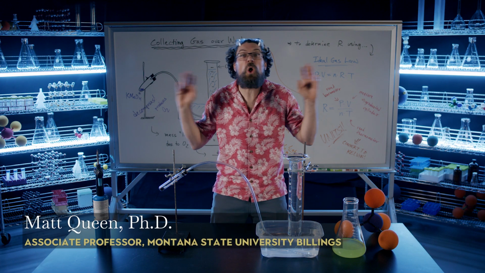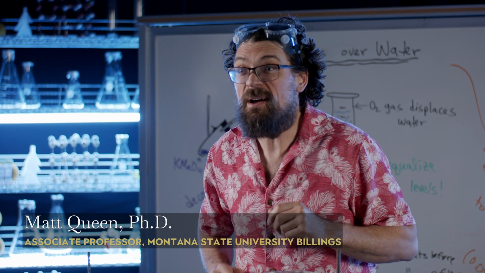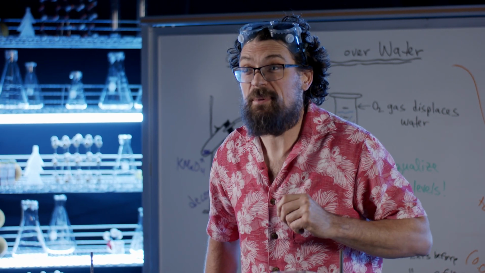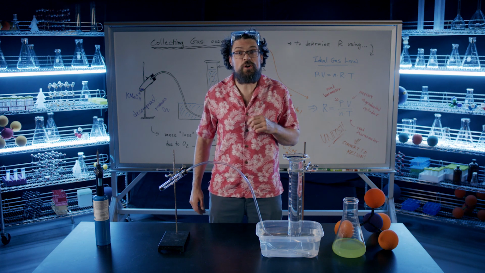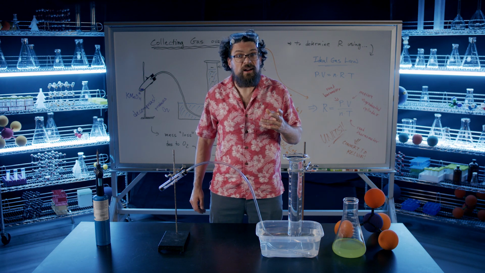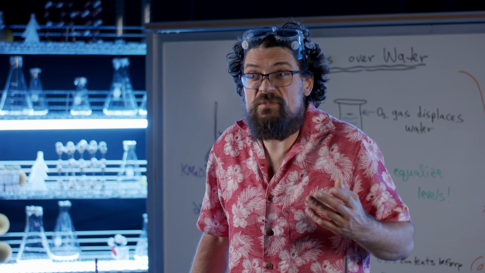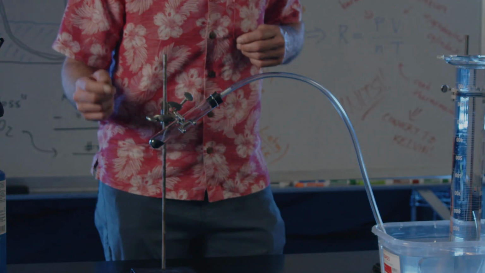Gases are all around us, but they're clever. To measure them in the lab requires a clever trap. This is a gas trap. Let's use it to determine an experimental value for the ideal gas constant R and see how well it compares to the known value. This is solid potassium permanganate.